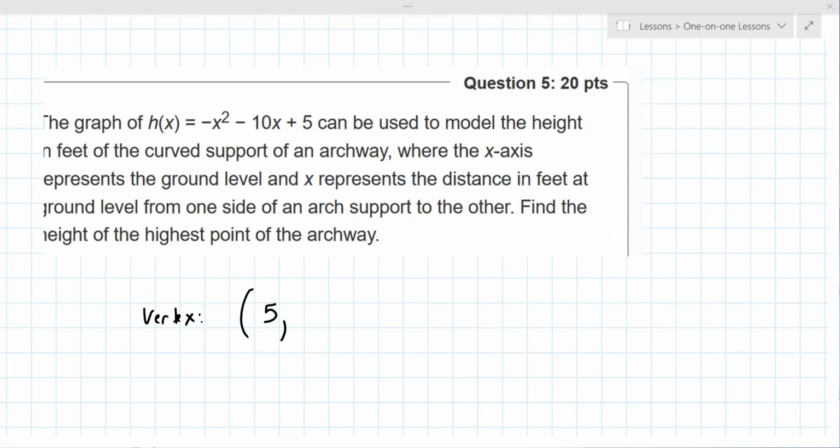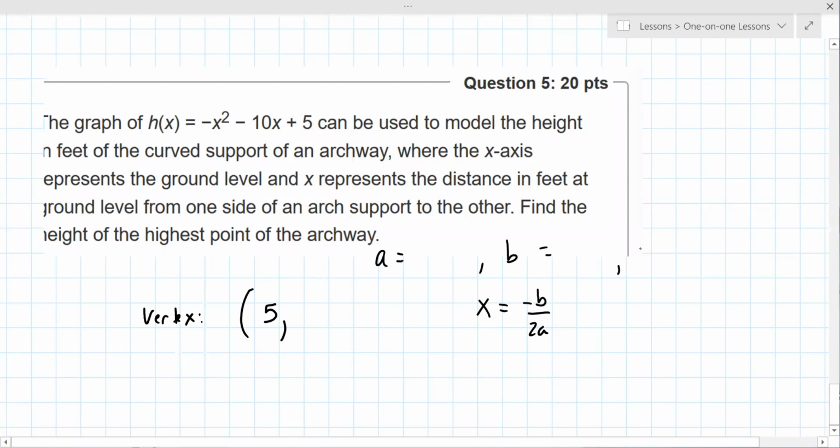All right. What did you say you got? My y is -20. What is your x? 5. Okay, so your x is minus b over 2a. What is a? What is b? And what is c in this one? A is -1, B is -10, and C is 5. Okay, so it's negative -10 over 2 times -1. Oh, I see what I did. -5. Okay, so try that again.